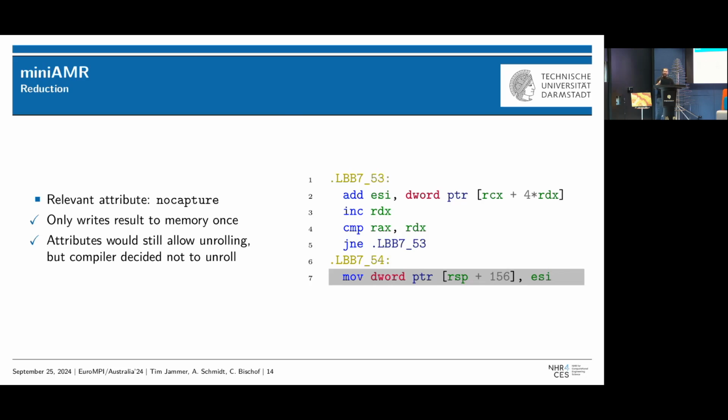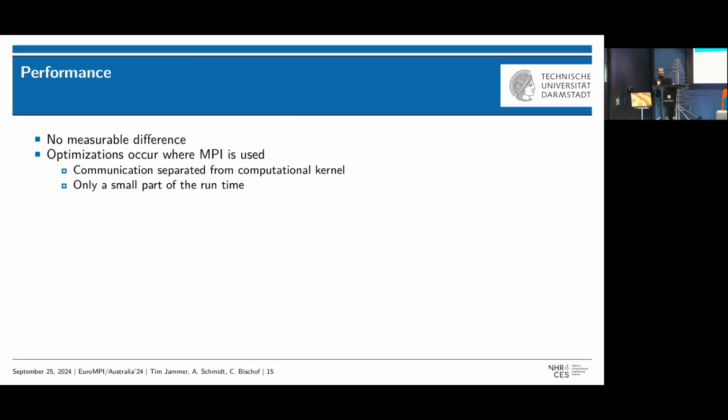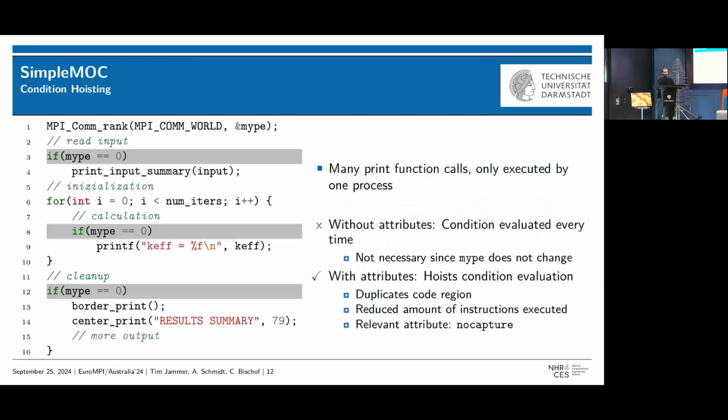But we do see that unnecessary memory accesses are reduced. Question is, what is the impact on performance? On the mini apps that we tested, there is no measurable difference on performance. The reason here is that the optimization mainly occurs where MPI is used. For example, if we do this conditional here, sure, we save a couple of memory accesses, a couple of condition evaluations, but the actual important part, the calculation that is here and takes up most of the runtime, is not influenced here.